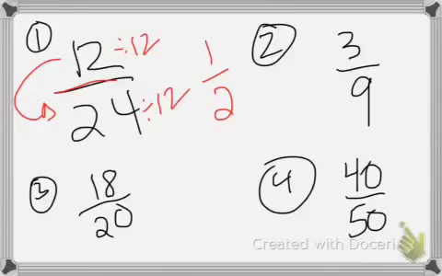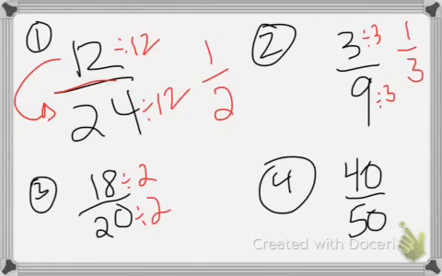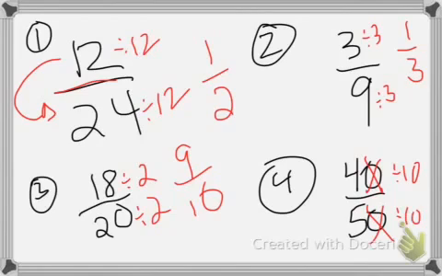On number 2, what's the biggest number that can go into 3 and 9? That would be 3, so we're going to divide them both by 3. And it's going to be 1/3. Next one, 18/20. The biggest number that goes into both of them is 2. So we're going to divide them both by 2. You're going to get 9/10. Last one, what's the biggest number that goes into 40 and 50? Well, it'd be 10. And look, all you have to do is divide by 10, which is the same as crossing those zeros out. You get 4/5. That's the same as doing divided by 10, divided by 10.